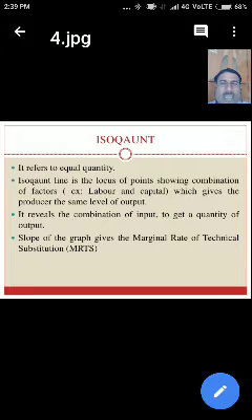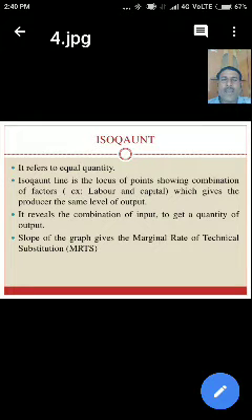It reveals the combination of inputs to get a quantity of output. The slope of the graph gives the marginal rate of technical substitution. The marginal rate of technical substitution is related to the marginal rate of substitution in the indifference curve analysis. In the indifference curve analysis, the marginal rate of substitution MRS is x for y, y for x. Here the same meaning applies. Marginal rate of technical substitution, MRTS, is x for y or labor for capital, whatever it is.